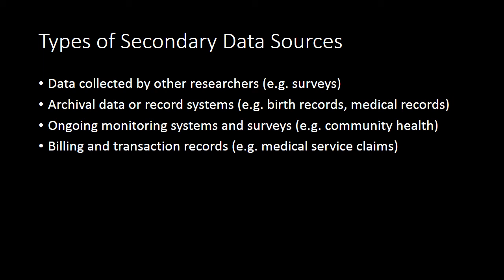Sometimes archival data and record systems can also be used as good secondary data sources for research. So these are things like birth records, death records, also medical records. More and more researchers have linked death records to survey records based on individual identifying information. As healthcare organizations move from paper to electronic systems, the data that's collected by medical providers as they enter information about patients into those systems can be extracted and analyzed and used for research purposes.